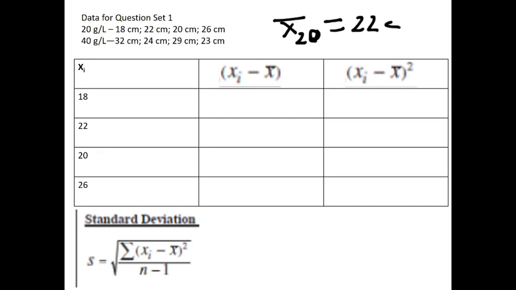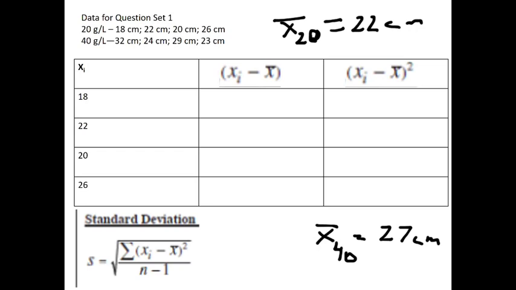And that's 22 centimeters. For the 40 gram per liter sample, and we'll do that down here, we're going to add together all our sample points, 32, 24, 29, and 23, and then we're going to divide that by the sample size of 4. So again, when we add 32, 24, 29, and 23, and divide that by the sample size of 4, we get a mean of 27 for the 40 gram per liter sample.